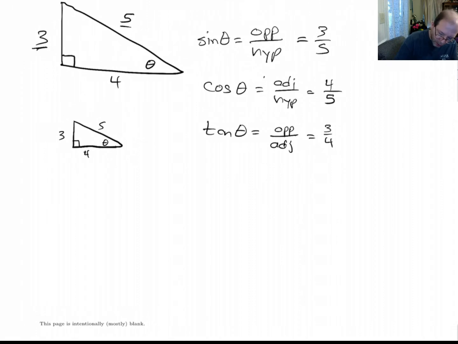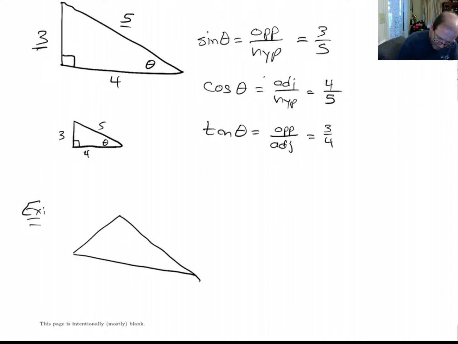So let's do one more example of that. Let's say we have a triangle that looks like this. And this is my right angle, and this is, I'm going to call it alpha, just to be different. And let's say that we know that this side over here is 5, and this side over here is shorter. Let's say this side is 3. Well, what's the third side going to be there?